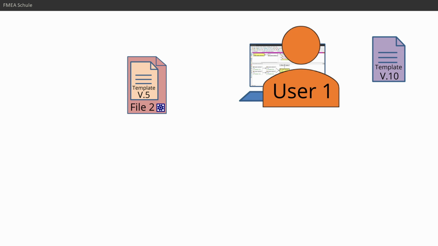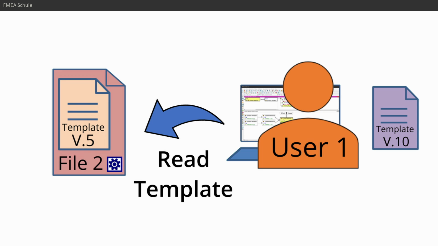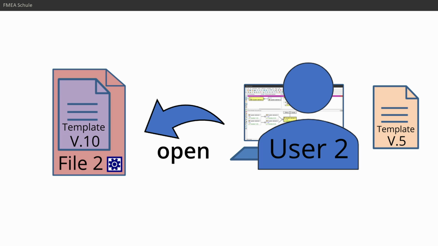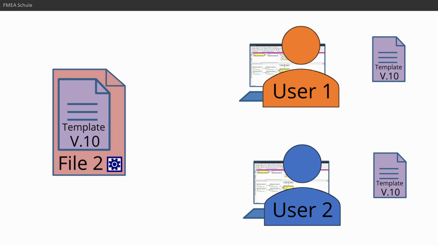Let's make an example. User 1 opens file 2 and realizes that the template is old, and then he uses the read template functionality in APIS and overwrites the template inside the file from version 5 to 10. Now file 2 has the updated template version 10. Then user 2 opens this file 2 and sees that it has a newer template than his software, and then he uses the update template functionality to overwrite his software template with the one from the file. Now user 2 also has the template with the version number 10.